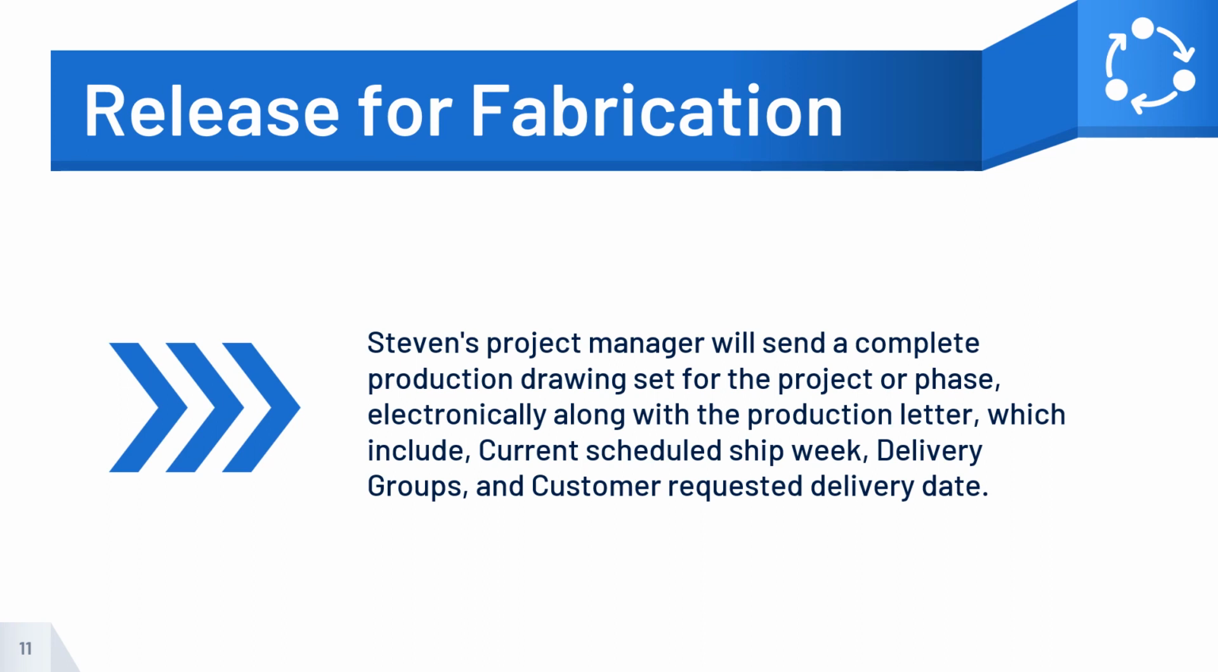Once final information is received, Stephen's project manager will review and pass to Stephen's drafting department to update the drawings. As soon as drawings have been updated, Stephen's project manager will send a complete production drawing set for the project or phase, electronically along with the production letter, which includes current scheduled ship week, delivery groups, and customer requested delivery date.